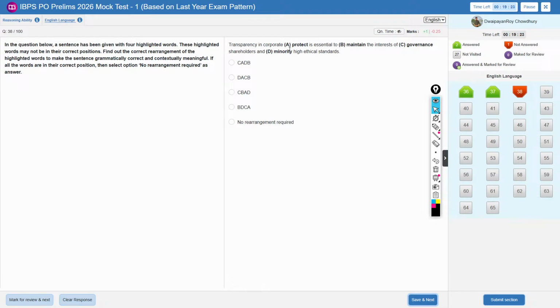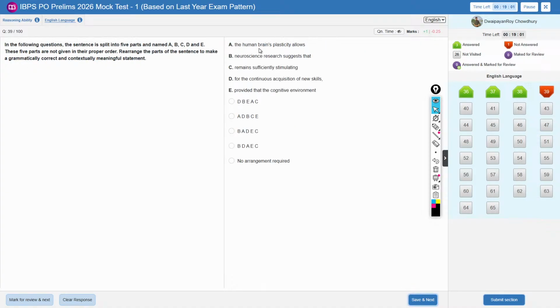Transparency in corporate governance is essential to maintain, essential to protect. So C to start with, to protect the interest of minority shareholders and maintain high ethical standards.